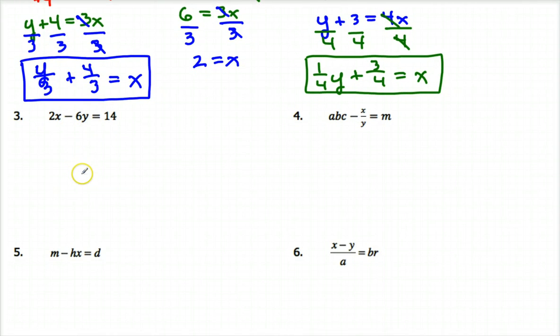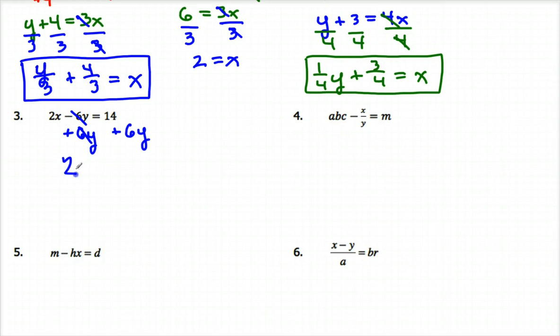Okay, for number 3, I have 2x minus 6y equals 14. So this time I have 2 variable terms on this left side here with the x. I want to get x all by itself, so just like the last problem, I'm going to get rid of subtraction first. In this case, I'm subtracting a 6y, so that means I need to add 6y to both sides. I just want to move that whole y term over the equal sign.